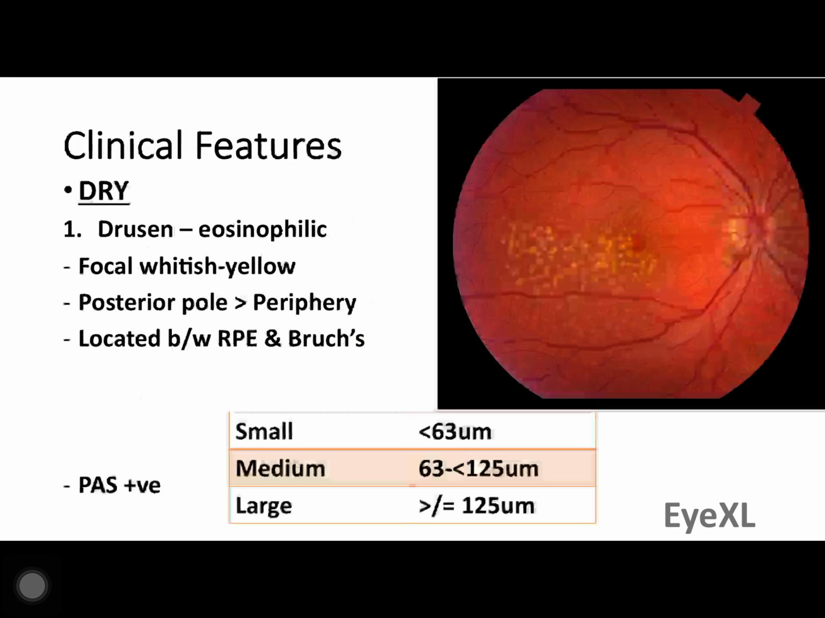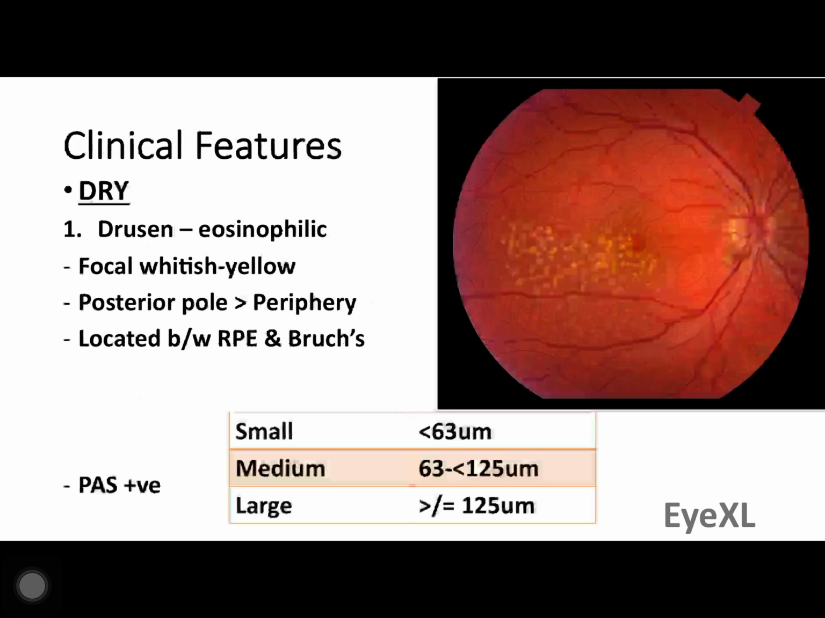So what clinical features should I look for? Let's divide them into dry and wet, because that forms the basis of our diagnosis, that forms the basis of the further investigations and treatment. So it is very important to determine whether this is a case of dry ARMD or a wet ARMD, and that is one of the first things that you will look for when you see a patient of ARMD.